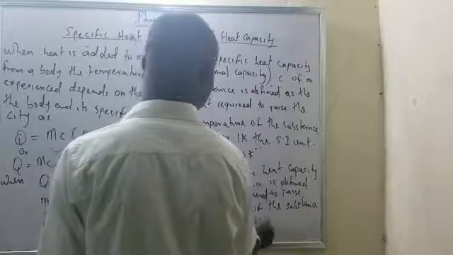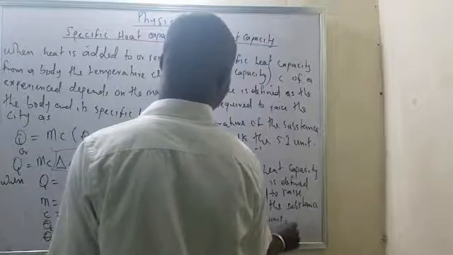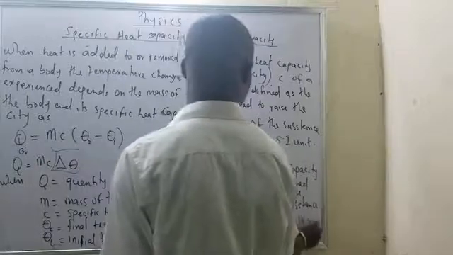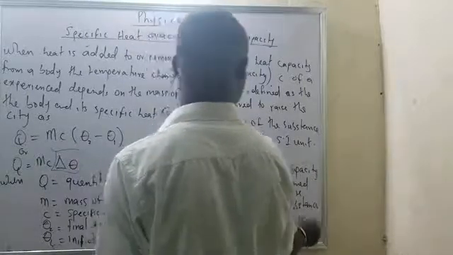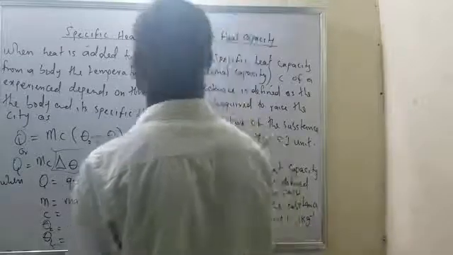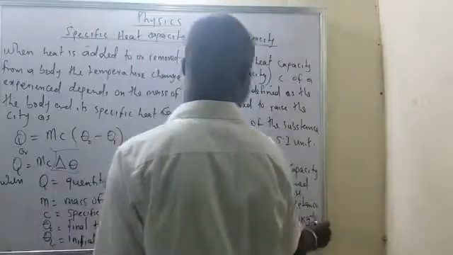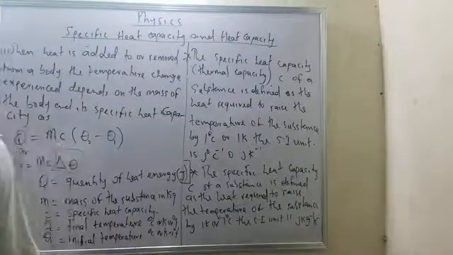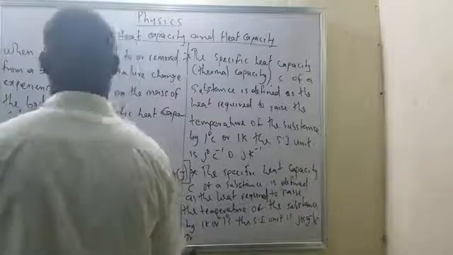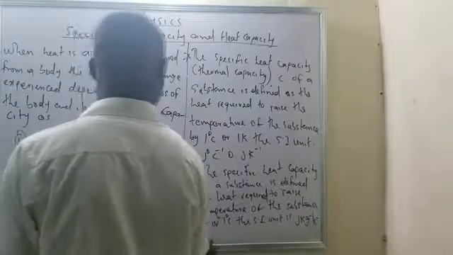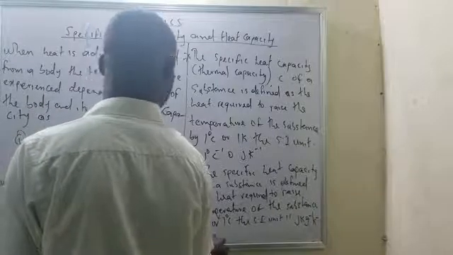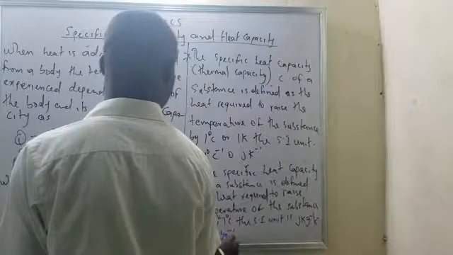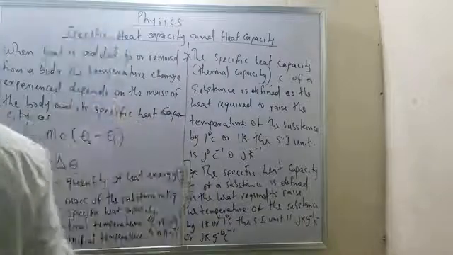The SI unit is joule per Kelvin per gram. That is the SI unit. Or you can have it this way, joule per Kelvin per gram per Celsius. Either of the two.